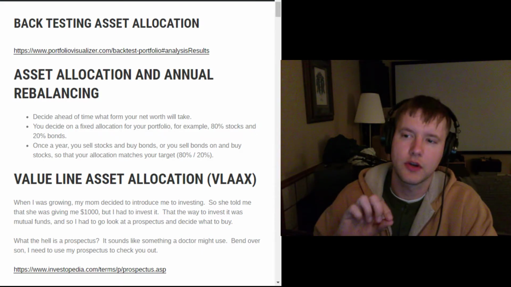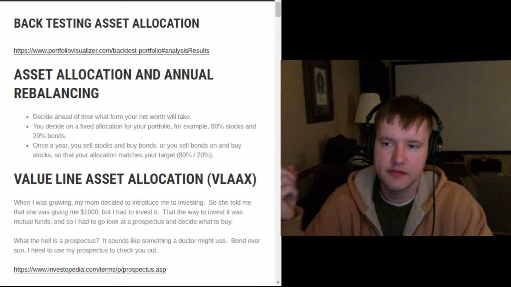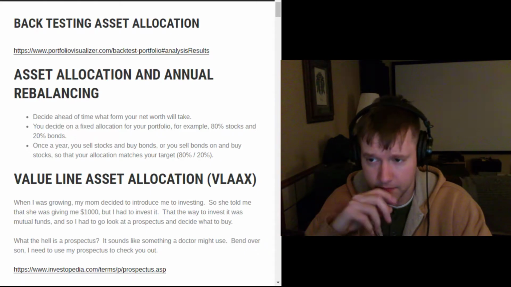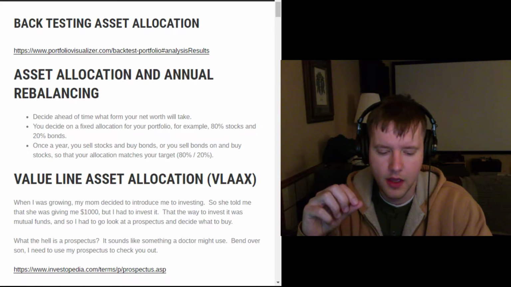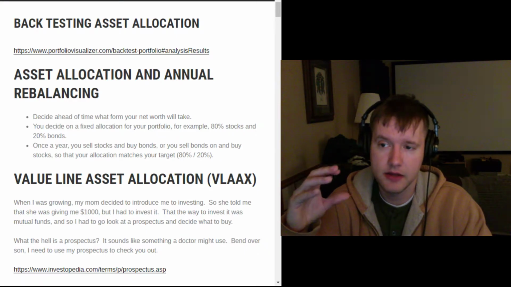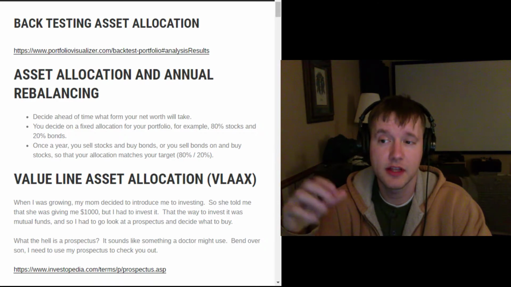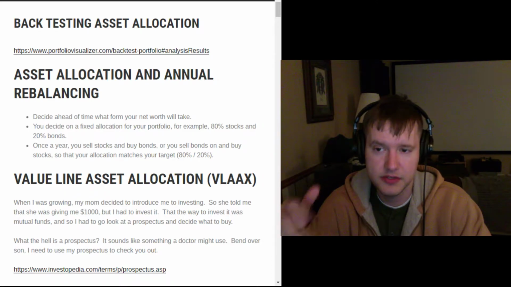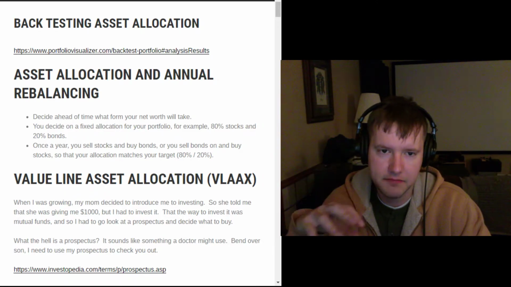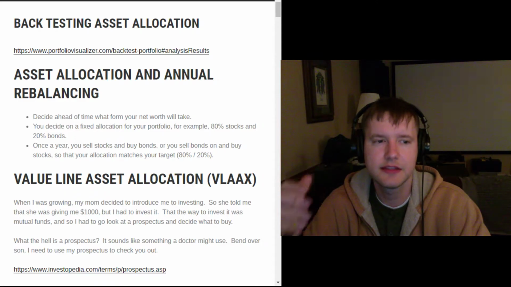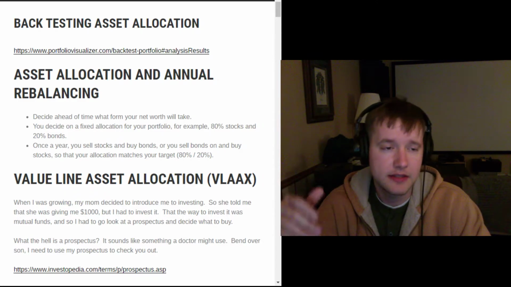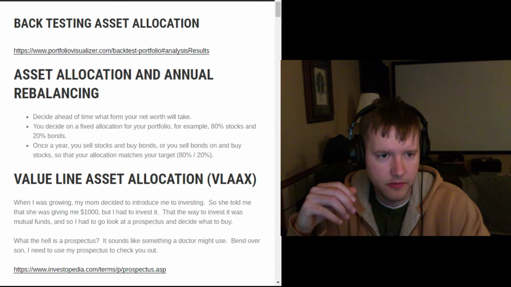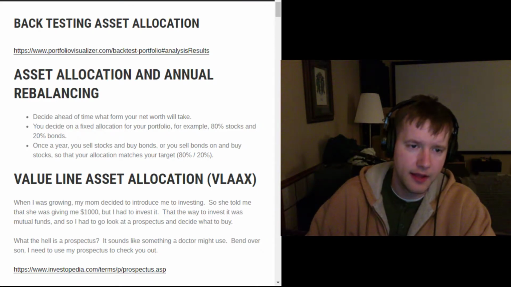bonds. What this is going to do is during really good years, you're going to sell off some of those gains and buy bonds. And then during very bad years for the stock market, you're going to see, oh, those stock prices have gotten very low. I'm going to sell off some of my bonds and buy those cheap stocks with the proceeds from the bond sale, and get back to that 80%, 20%. And this is the mechanism. The annual rebalancing is the mechanism that we use to smooth out our investment performance over time.